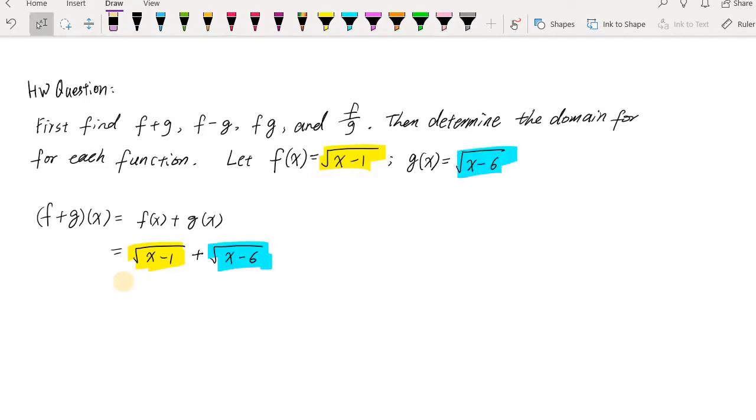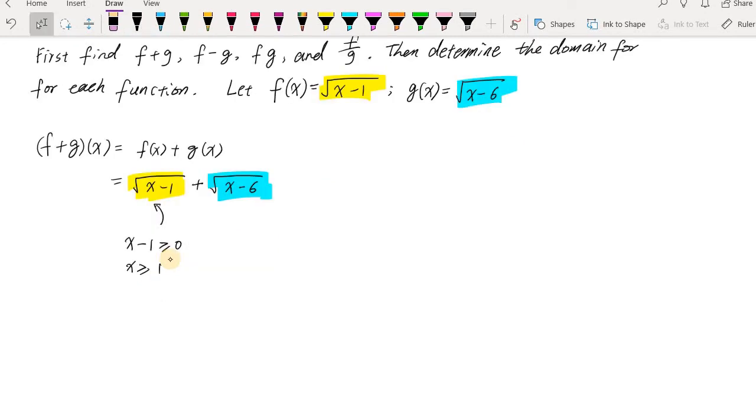Then here we have to deal with the domain. We're going to look at each piece, okay? For this part, we find that x minus 1 has to be greater than or equal to 0, right? Because it's a square root form. So then I solve it, I'm going to have x greater or equal than 1. So we're going to write x greater or equal than 1 on this number line.